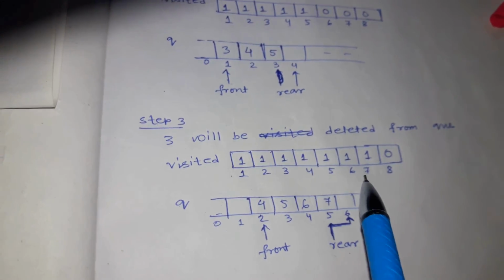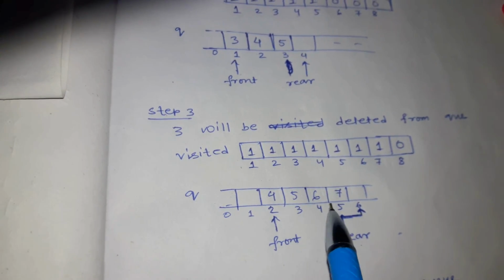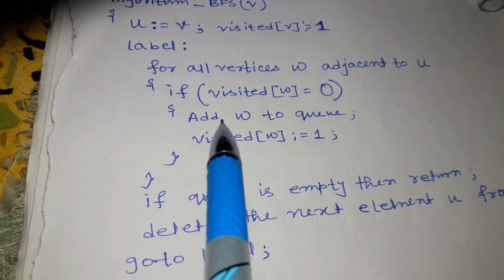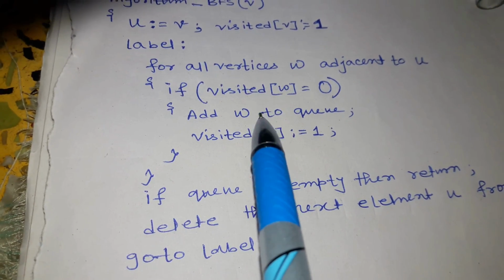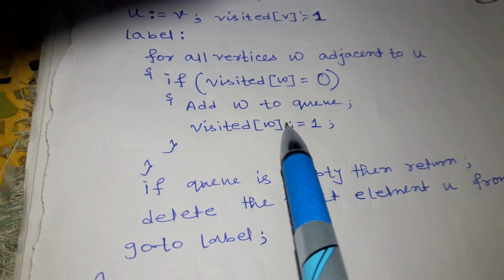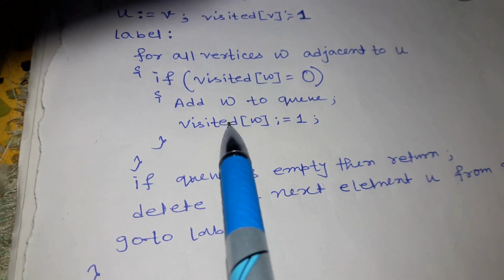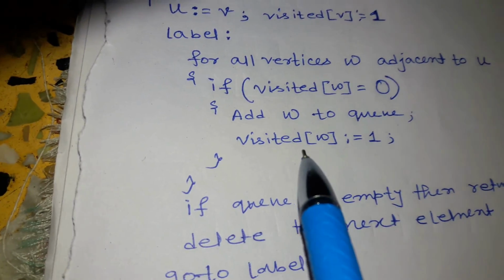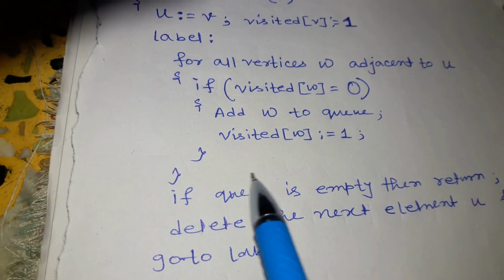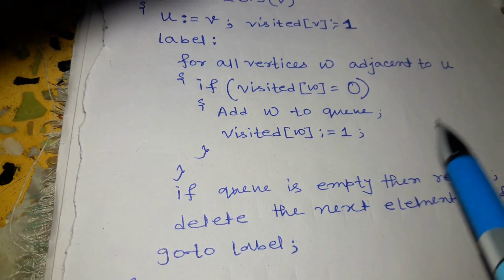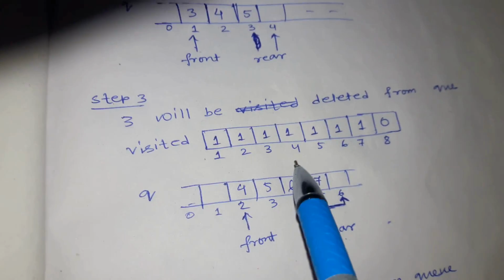Then 6 and 7 will be visited correspondingly, and they will be added to the queue according to my algorithm. See here, in the step of adding W to Q, W here is 6, 1, 6, 7, but 1 has already been visited, while 6 and 7 have not yet been visited. So 6 and 7 will be added to the queue at step 3, and visited 6 and visited 7 will be set to 1. That is under the for loop, so it will be iterated repeatedly.